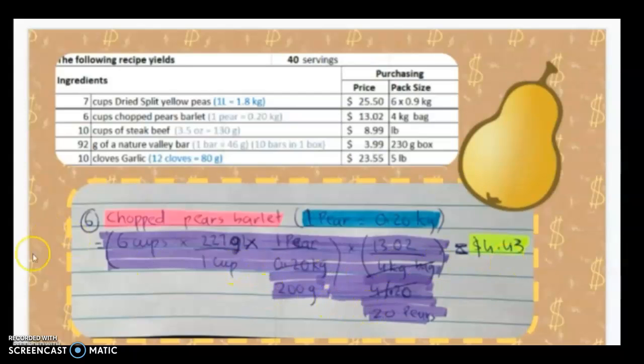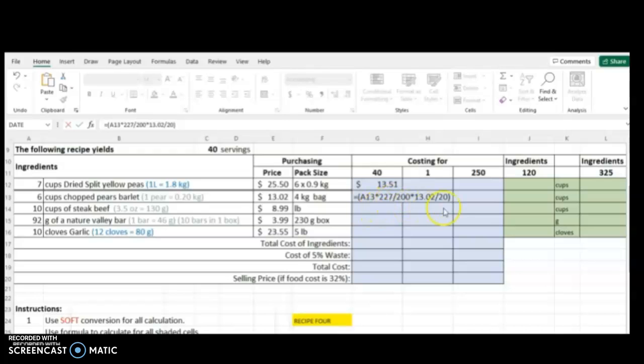Let's put that on our Excel and see if we get the same. What my equation looks like. And again, I got 20 by multiplying the 4 by 0.2 and I got 20 pairs. So the equation is 6 times 227 divided by 200 times 1325 divided by 20, and I press enter, I got 43.